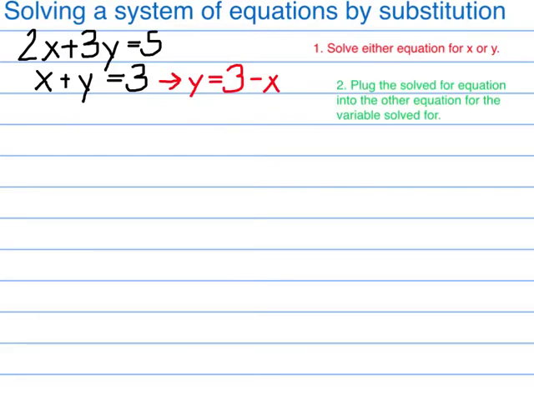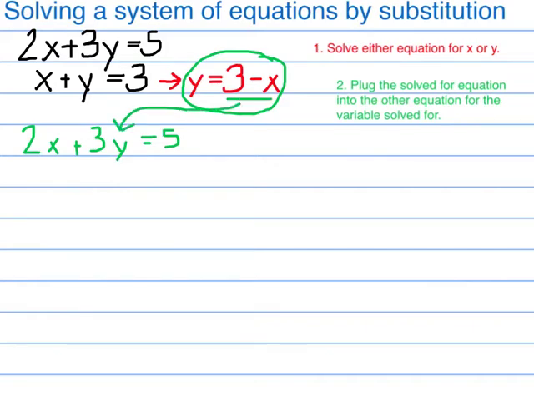The second step is to plug the solved for equation, this right here, into the other equation for the variable solved for. So I solve for y, so if I have 2x plus 3y equals 5, I'm going to plug y equals 3 minus x, so I'm going to plug the 3 minus x into my y. So I have 2x plus 3 times (3 minus x) equals 5.